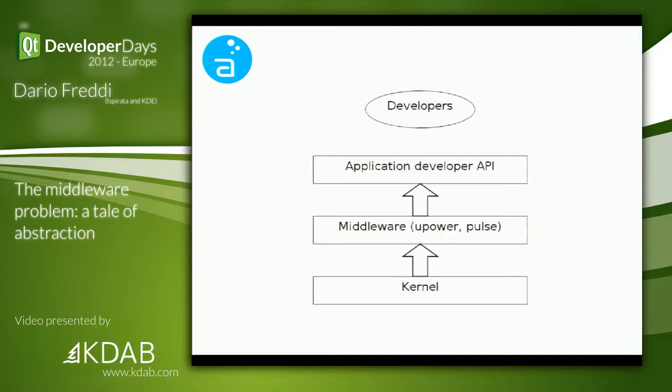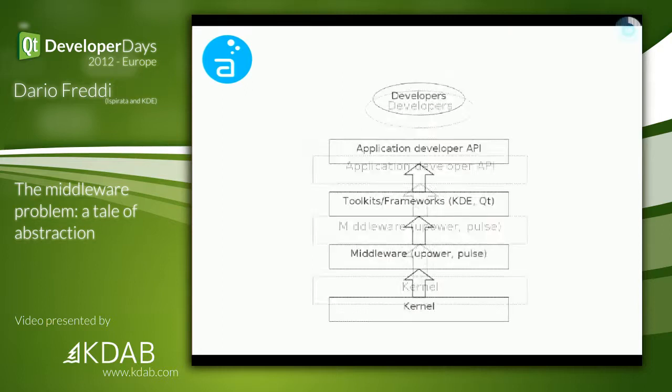This is what the system we are trying to tackle looks like. We have a kernel. We have a middleware solution, which is usually not written in Qt and provided by the platform. In this case, I'm just writing upower and pulse, which are two of the most common middleware stacks on Linux. We have the application developer API, and we have a cloud of developers. Everything looks easy and simple. Not when we add a framework on top of it. Of course, if we are going to use the KDE APIs or the Qt APIs, the problem gets more complex. We are taking the whole problem to the next level.